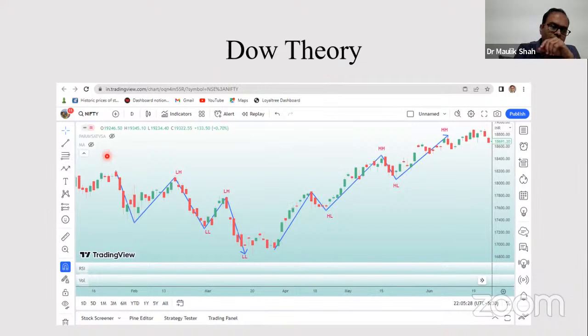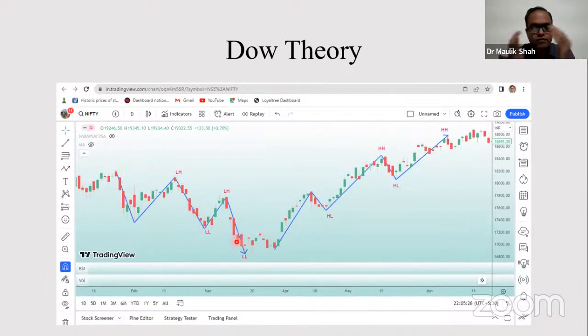See, here was a dip, and then it went high, but it did not cross the previous high. So we call it a lower high. And then when it fell down, it crossed below the previous low. So we call it a lower low. When the price moves in a zigzag manner, giving lower high and lower low, lower high and lower low, we call it a downtrend.